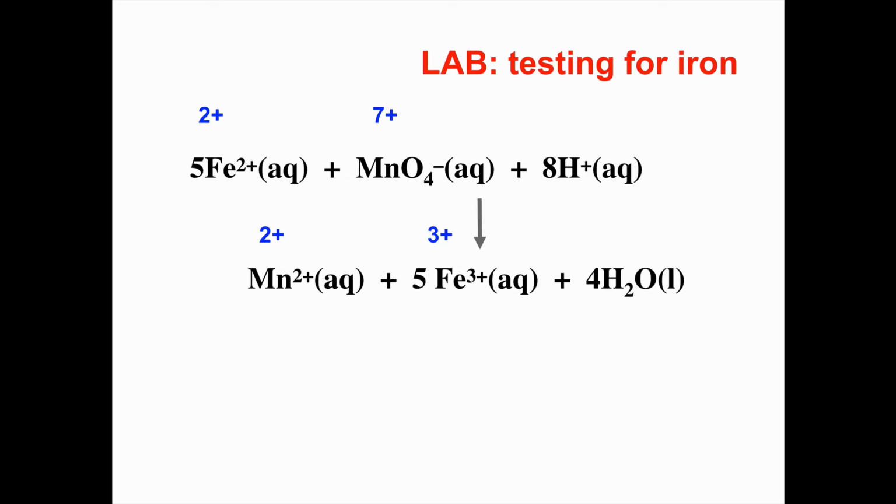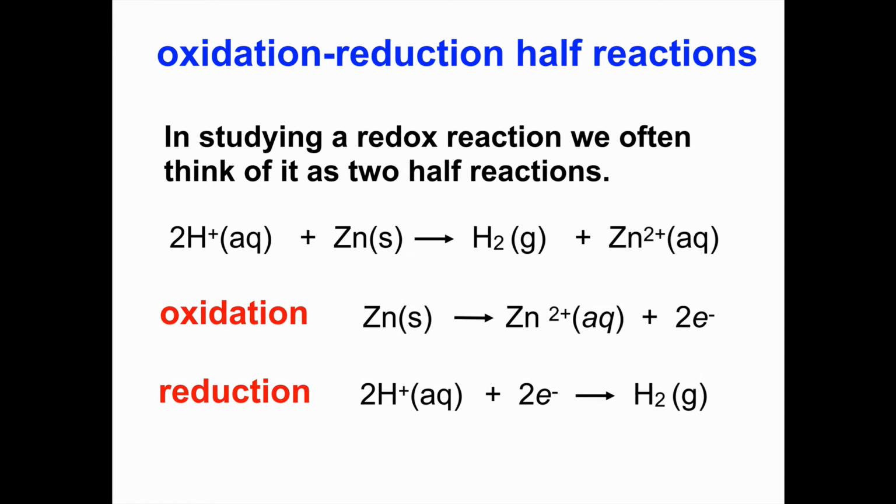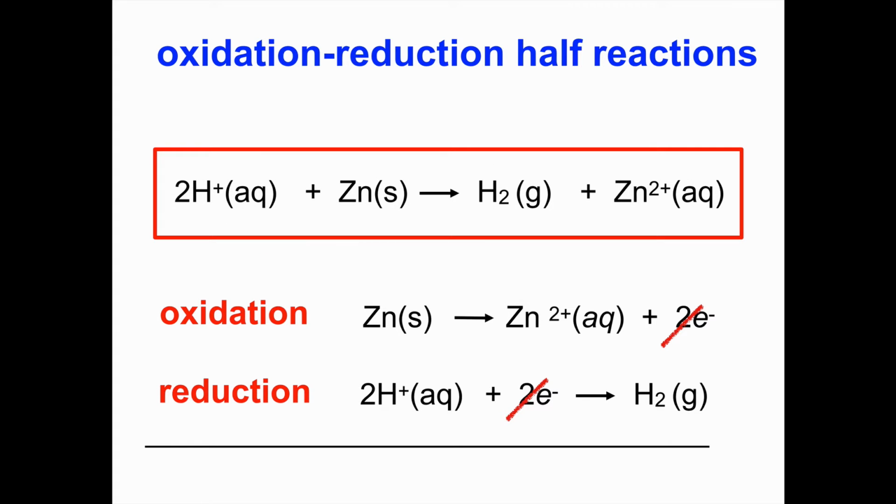The way we can think of this reaction is as two half reactions. So we can split redox reactions up into an oxidation half reaction, something losing electrons like a metal, zinc losing 2 electrons, or reduction, something gaining electrons like H plus ions. They want their electrons back to form hydrogen gas. When you add the two together, the electrons going in have to equal the electrons coming out, and you get the overall redox reaction.